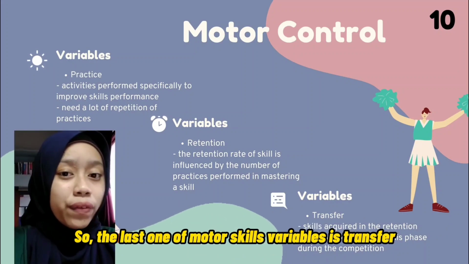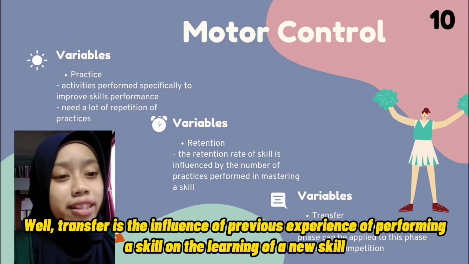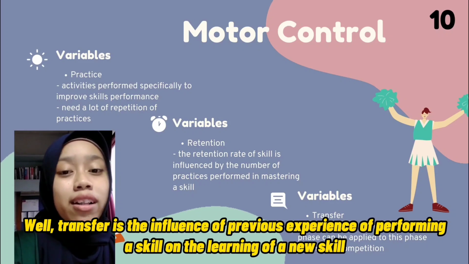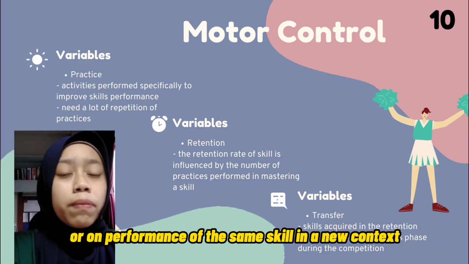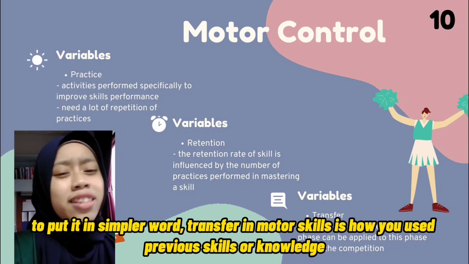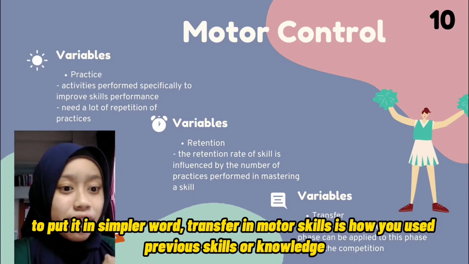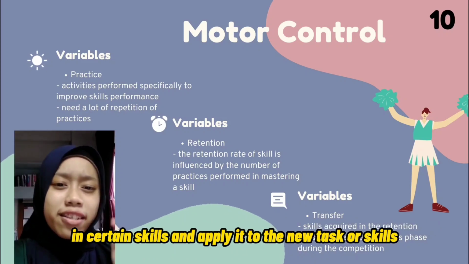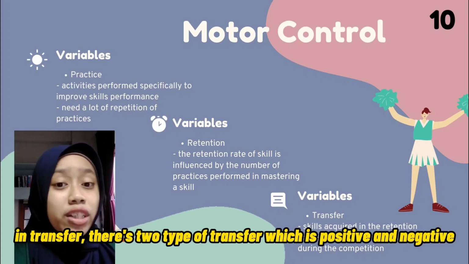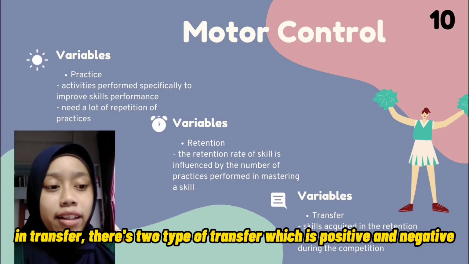The last of the motor skills variables is transfer. Transfer is the influence of previous experience of performing a skill on the learning of a new skill, or on the performance of the same skill in a new context. To put it in simpler words, transfer in motor skills is how you use a previous skill or knowledge and apply it to a new task or skill. In transfer, there are two types, which are positive and negative.